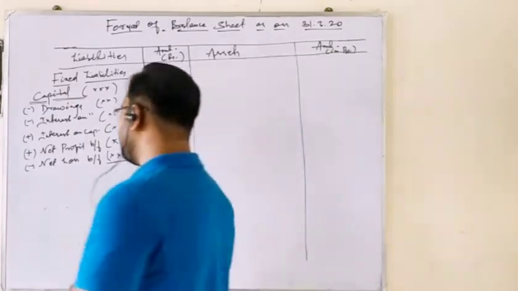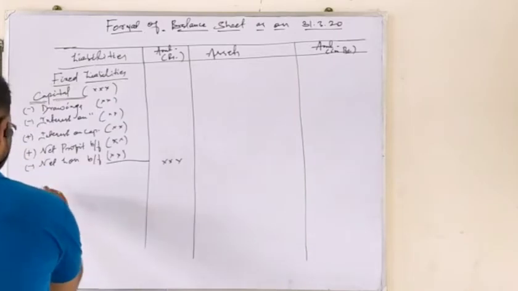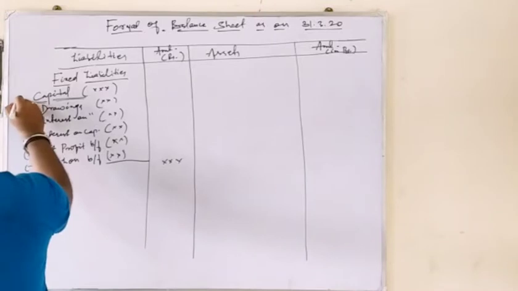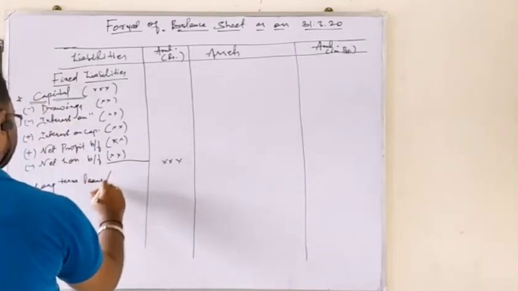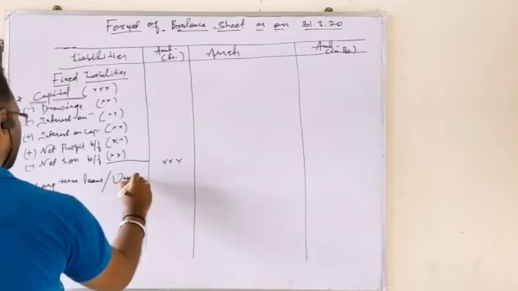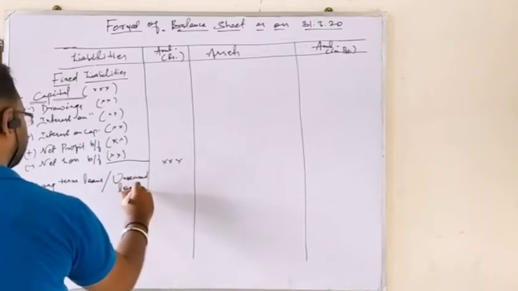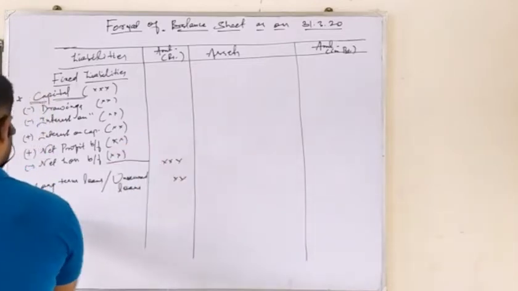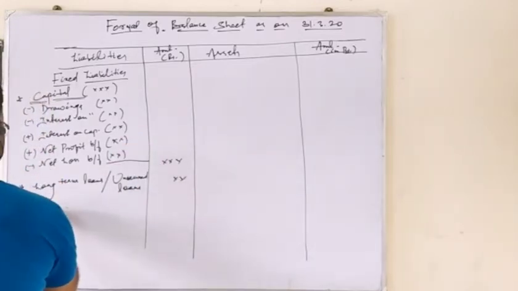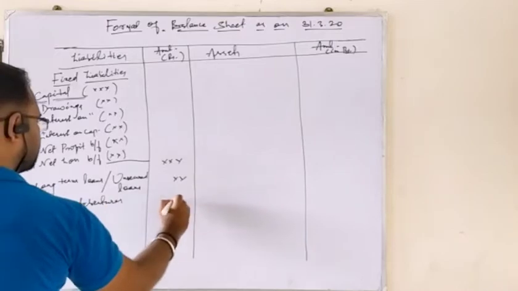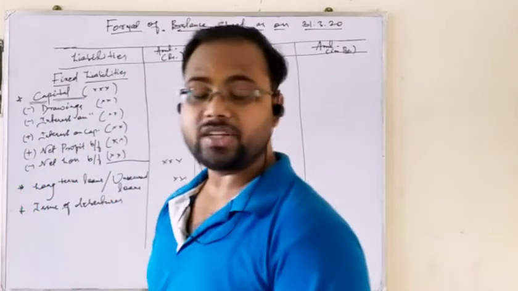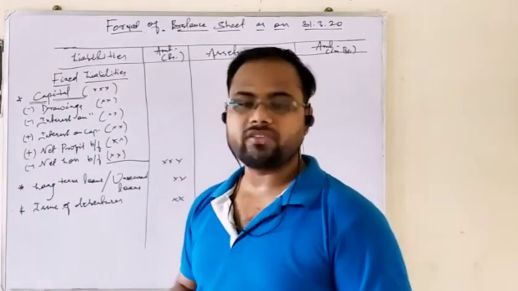There are also other fixed liabilities, like long-term loans, or what you call unsecured loans of a business organization. Then issue of debentures. Debentures are those bonds that are issued by a company in order to raise funds from the public.